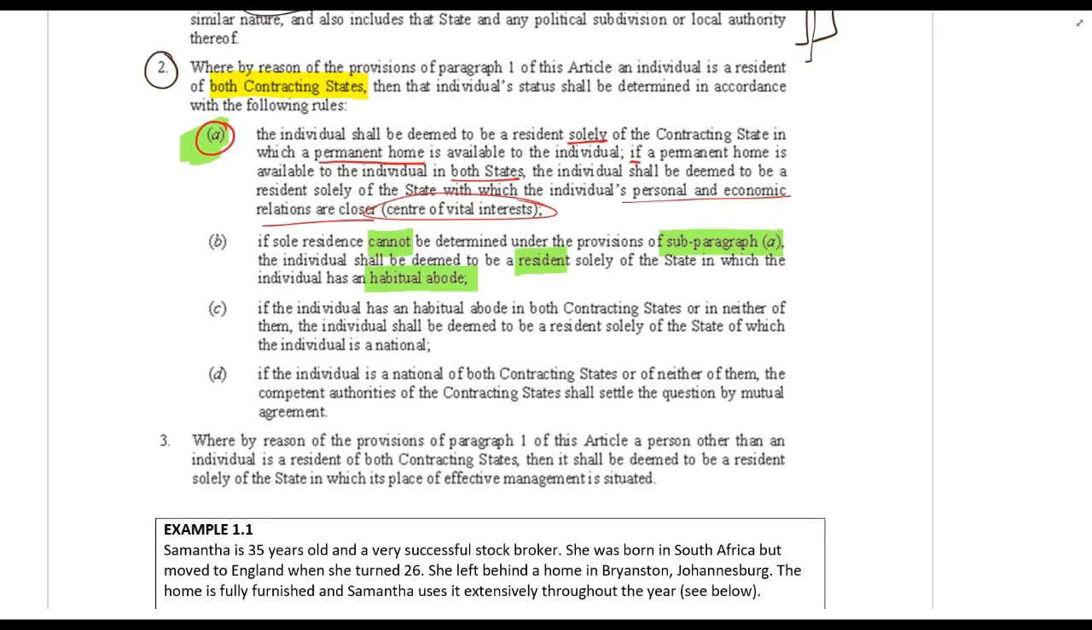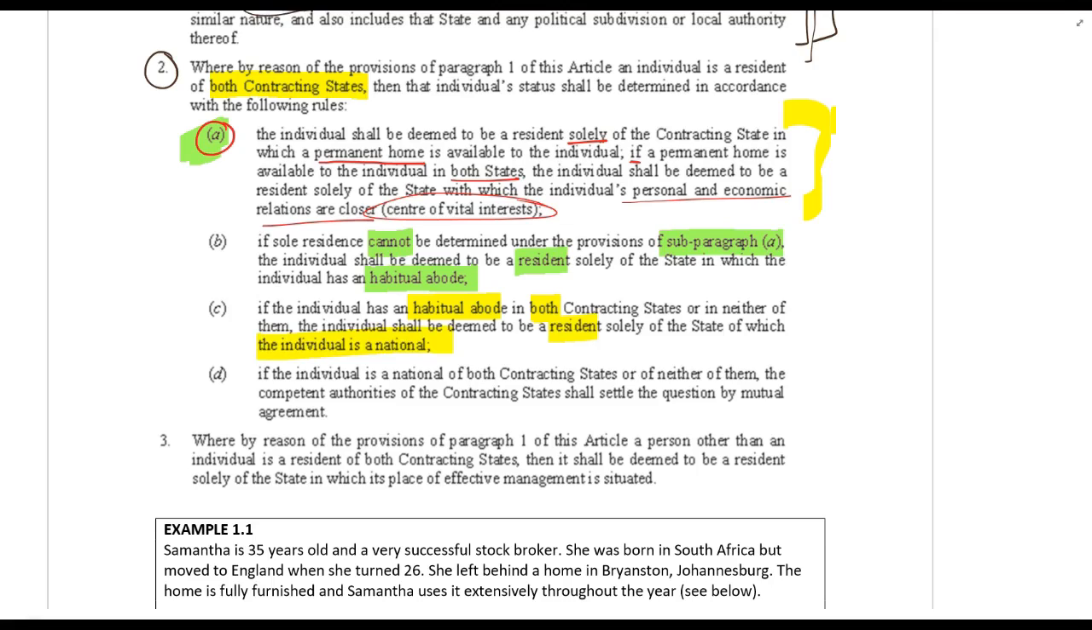But what if you stay exactly 50% of the year in one country and exactly 50% of the year in another country, and none of the other requirements we've seen so far have been met? So your family is also 50-50. Right. If the individual has a habitual abode in both contracting states, or in neither of them. Oh, so what if you don't have a home in either? The individual shall be deemed to be a resident solely of the state of which he is a national. So where do you have a passport? South Africa. You're South African.